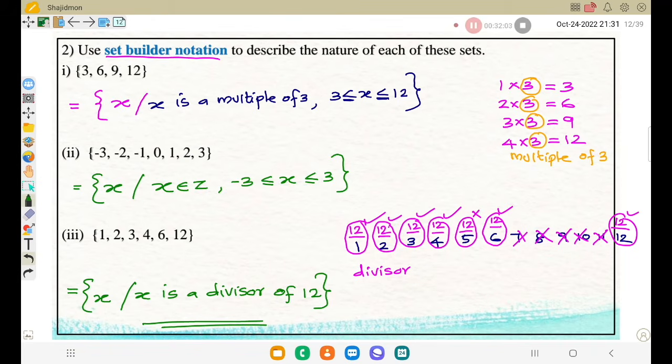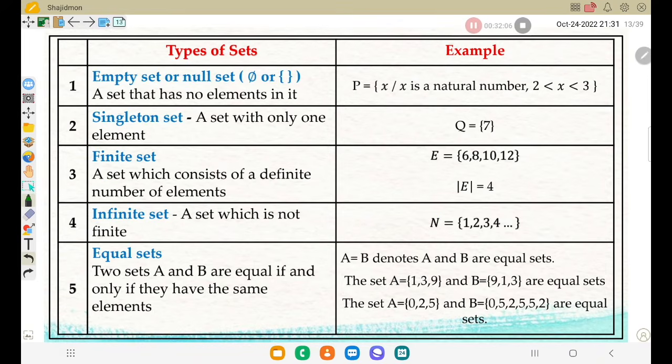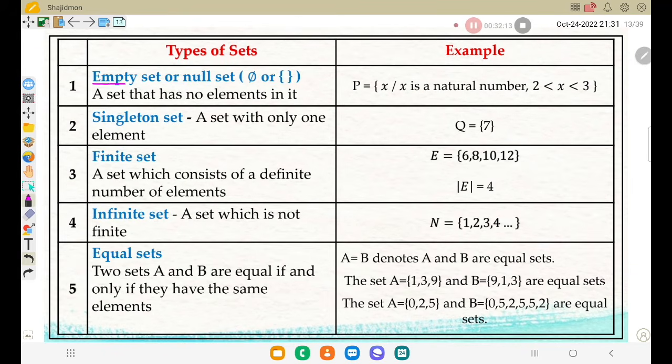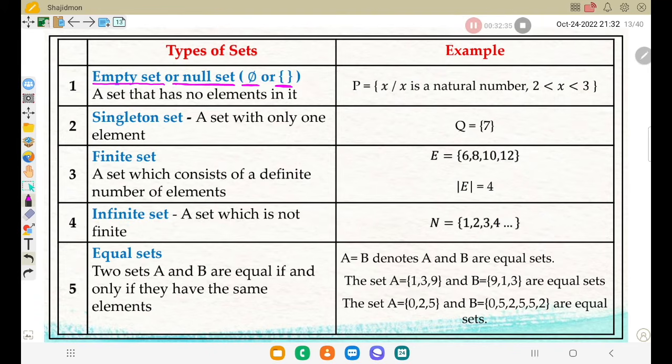Okay, now let me go to another idea: types of sets. The sets we can classify into many types. First we call the empty set or null set. Empty means nothing, correct? We represent it either by using the phi notation or simply by a set notation with a blank, nothing inside. So either we use the phi symbol, or we use the blank set. Empty set or null set means a set has no elements in it, nothing inside.